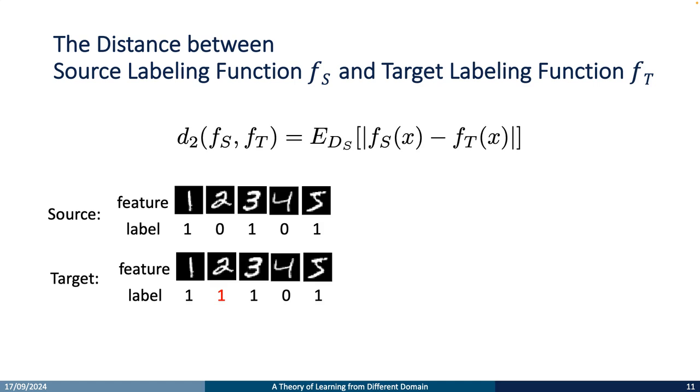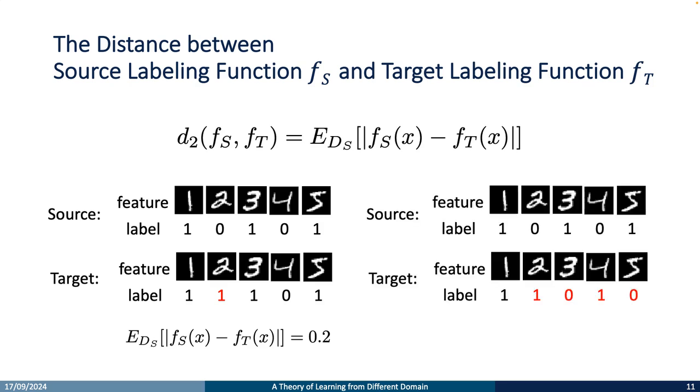In the first example, the labeling function in the source domain labels odd numbers as 1. The labeling function in the target domain labels the number 1 and other prime numbers as 1. The numbers with labels different from the source domain are highlighted in red. The distance function d2 counts the number of labels highlighted in red in the target domain and divides this by the total number of labels. In this case, only one label is highlighted in red, resulting in a distance of 0.2.